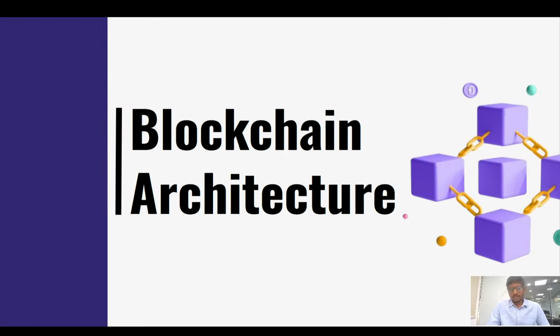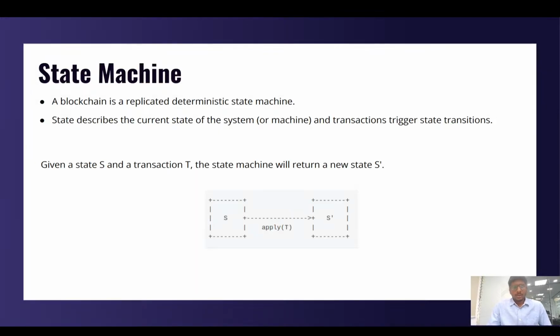Next, we'll be discussing the blockchain architecture in the context of Cosmos SDK. First comes the state machine. Here the state machine can be imagined as an application also. A blockchain is simply a deterministic state machine. It's a replicated deterministic state machine.